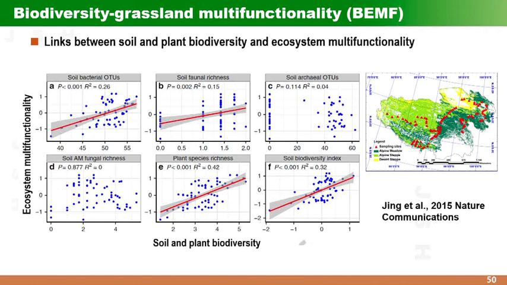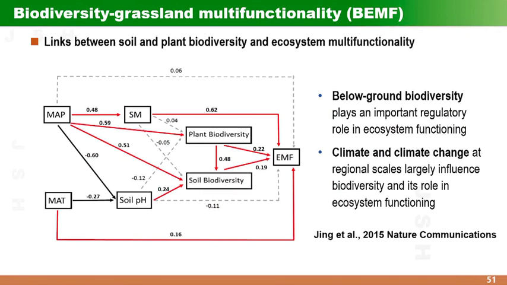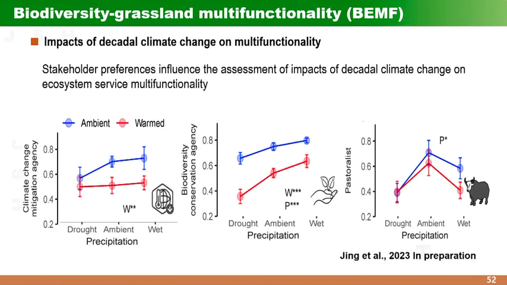In this study, we found that mean annual precipitation and mean annual temperature directly affect ecosystem multifunctionality. In addition, they also affect plant diversity and soil biodiversity. They all contribute to the change of ecosystem multifunctionality. And climate change will affect this ecosystem multifunctionality.